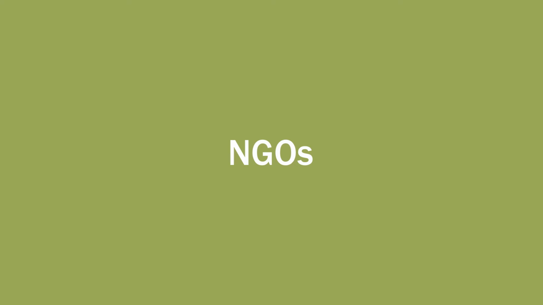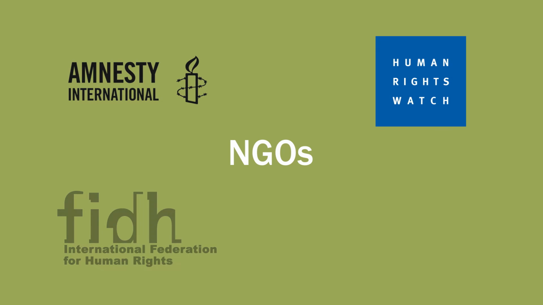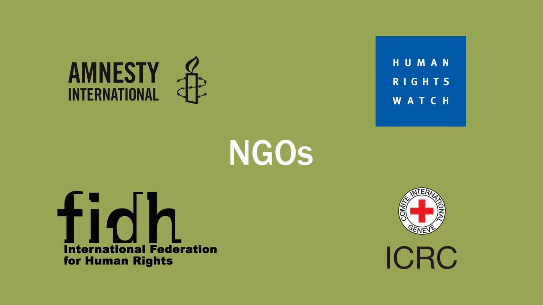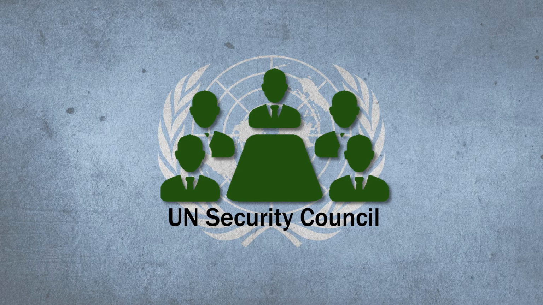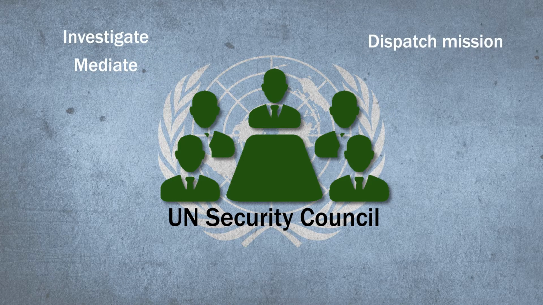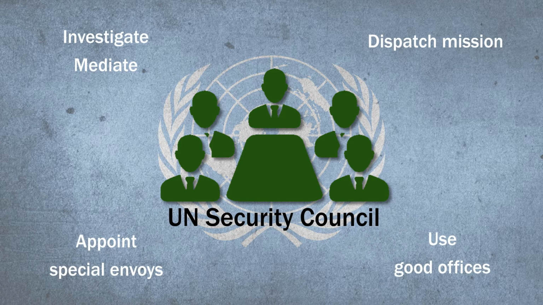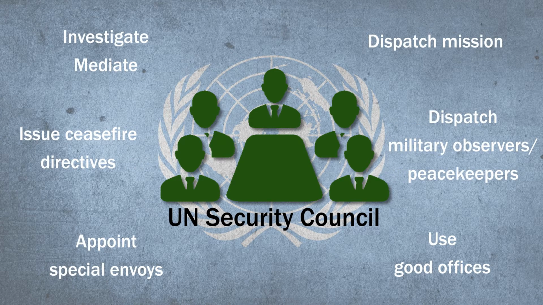On the side, NGOs often serve as independent reviewers of the country's human rights conditions. However, when grave human rights violations occur, the UN Security Council can take action. The United Nations Charter gives the Security Council the authority to investigate and mediate, dispatch a mission, appoint special envoys, or request the Secretary General to use his good offices. The Security Council may issue a ceasefire directive, dispatch military observers, or a peacekeeping force.